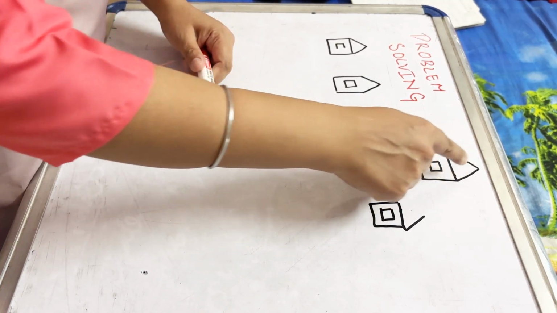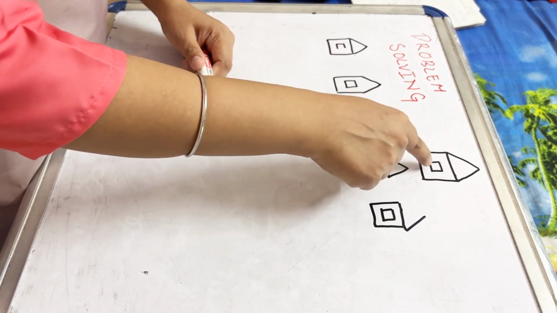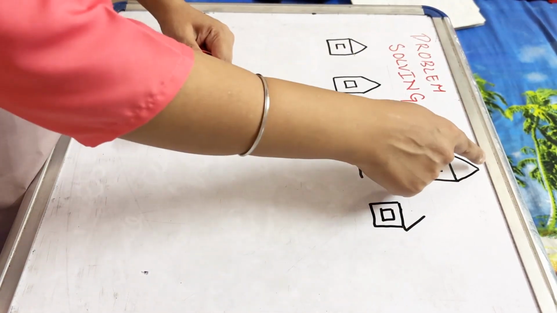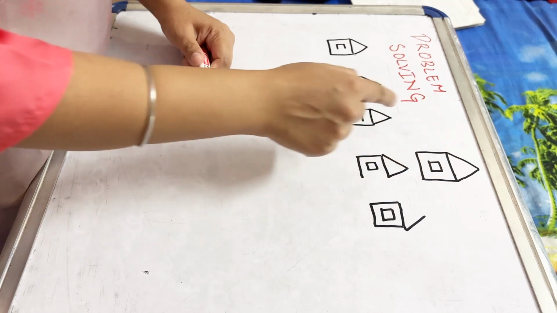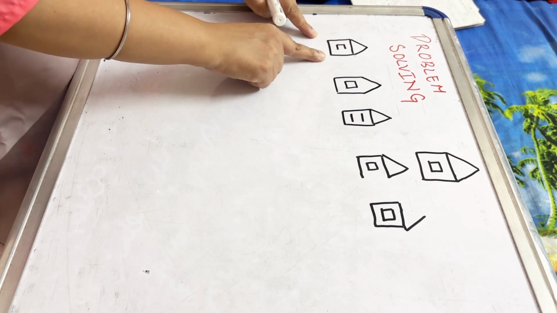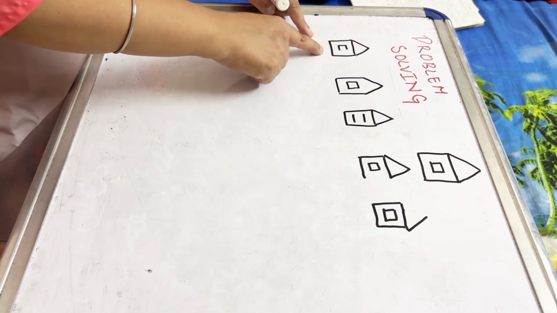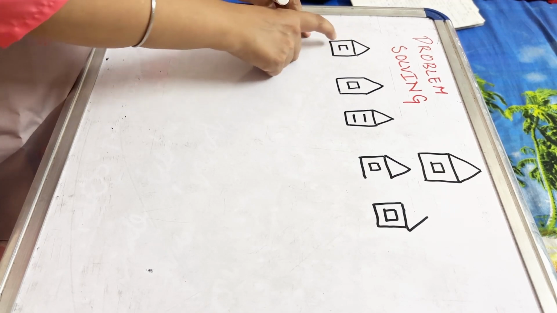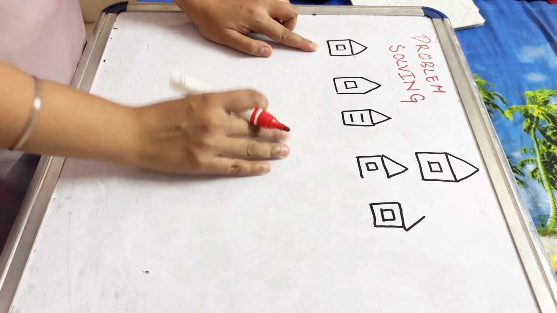So we have a triangle on top, then a square at the bottom, and a small square inside. Let the child repeat it. Triangle on top, square at the bottom, and one square inside. Let us look at the first picture. There is a triangle on top, a square at the bottom, and inside a square? No, it looks like a C. Let's complete the square. Very good.